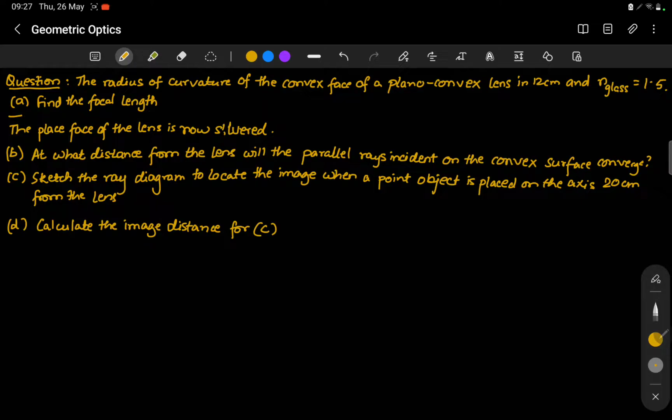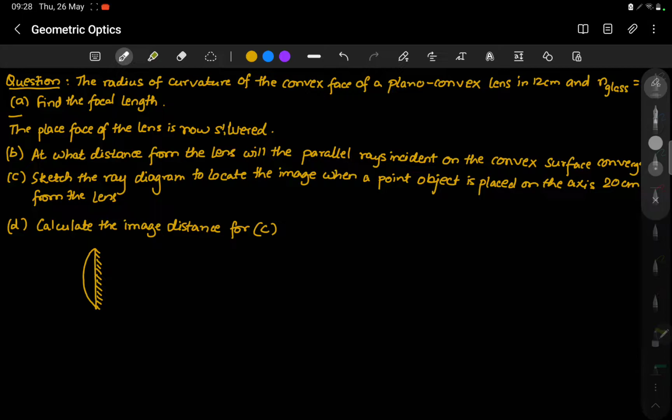Part A is just finding the focal length of the plano-convex lens. Part B is finding the focal length of the entire system in which the plane surface of the plano-convex lens is silvered. And then we need to draw some ray diagram and find the image distance for object placed at a certain distance. So let us first draw the diagram. So we have a plano-convex lens, and then later on one of its plane surface is silvered. So let us now start solving the question.